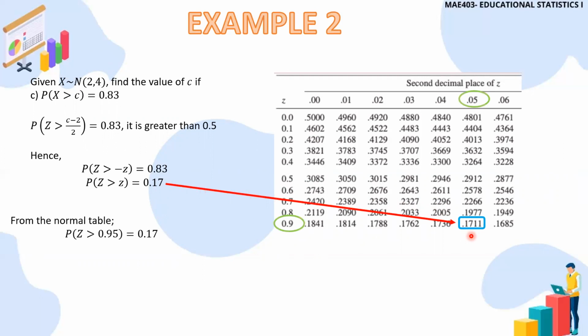Then equating the value, (C minus 2) over 2 is equal to negative 0.95. This is because the value of 0.83 is on the left side, or greater than 0.5, so you need to put the negative value. Therefore, the value of C is 0.1.